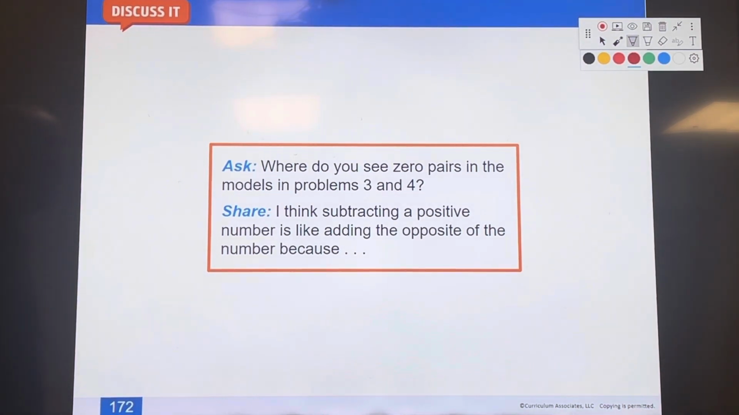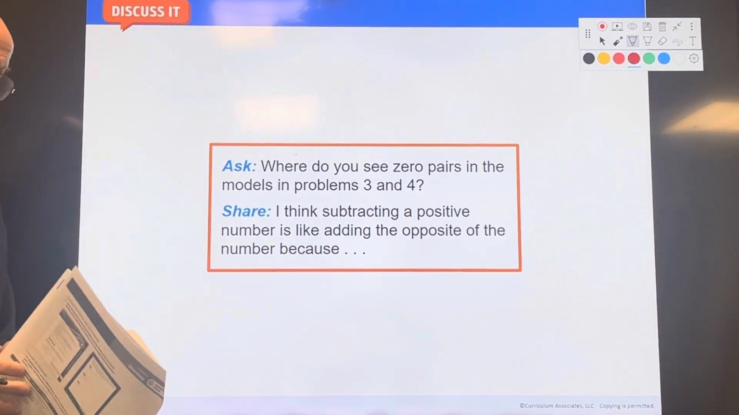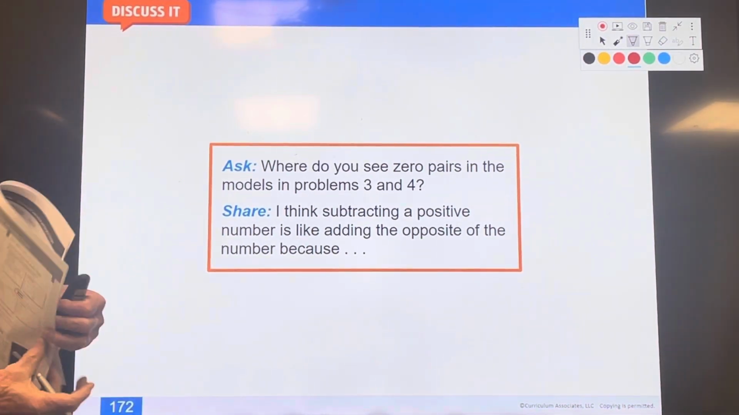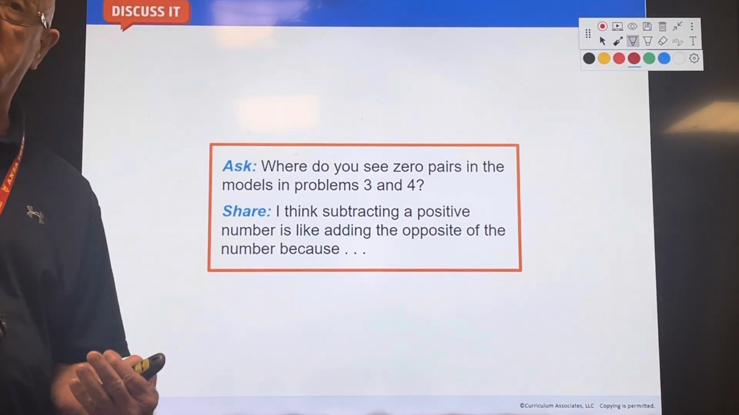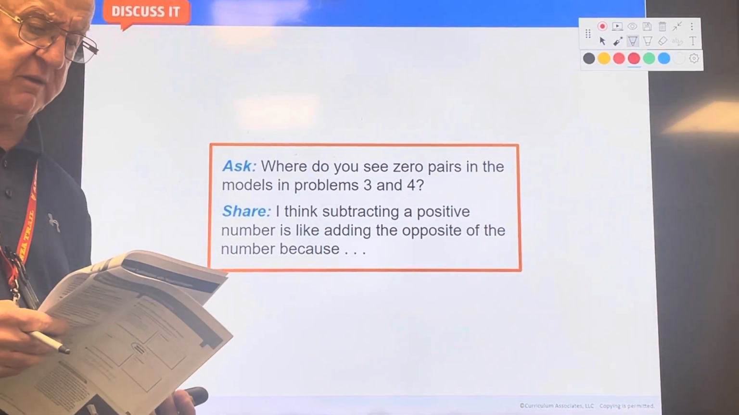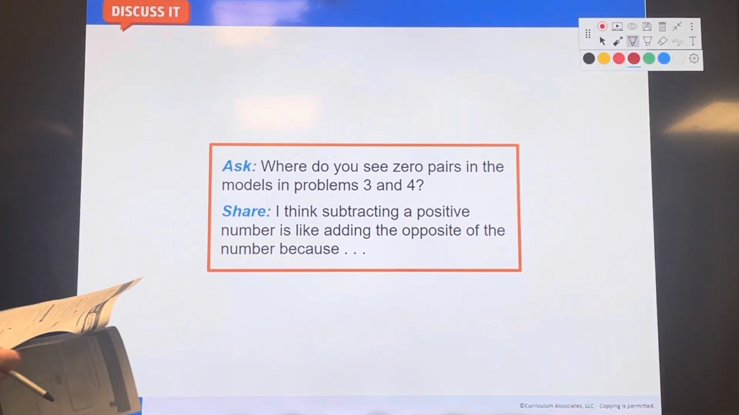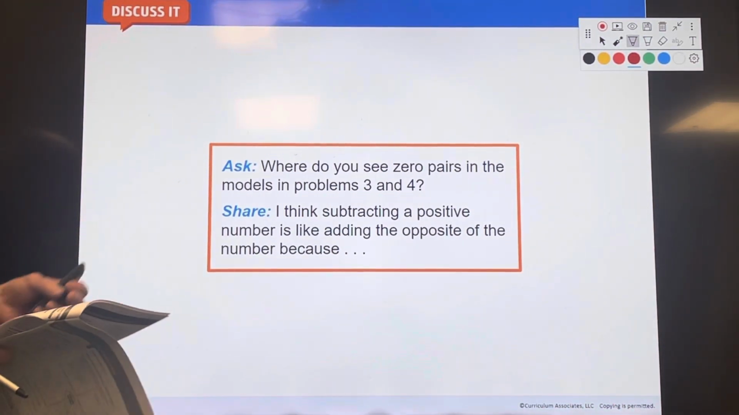Where do you see 0 pairs in the models in problems 3 and 4? In problems 3 and 4, let's take a look at those. Problems 3 and 4 are when we did -5 and -2. The 0 pairs are when we add the two positives at the end, right? We add the 2 positives underneath, and it forms a 0 pair.